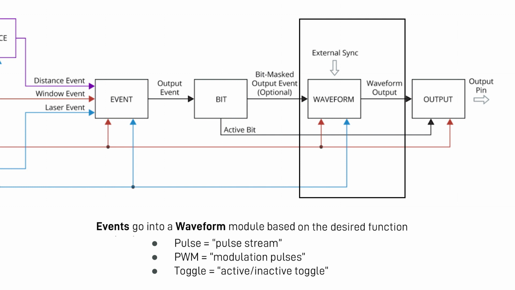PWM will modulate the output based on an array of user configurable on times and varying duty cycles. The last one, the toggle mode, will simply cause the output waveform to toggle on or off each time an output event from the event module occurs.